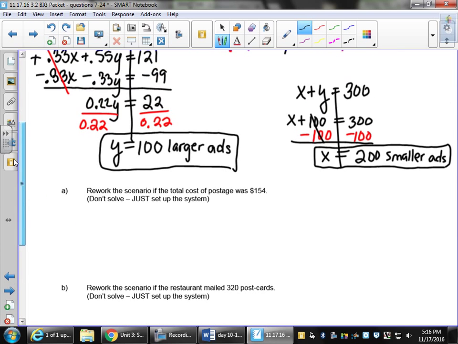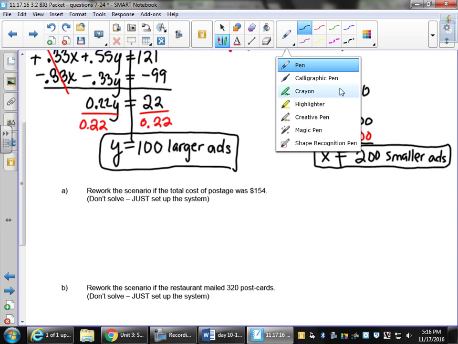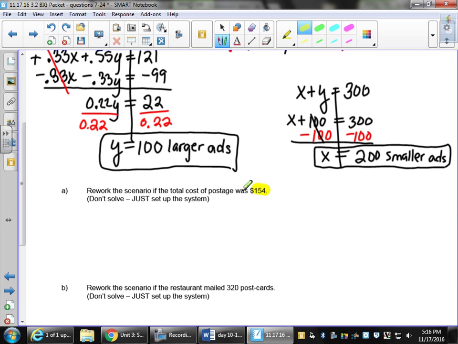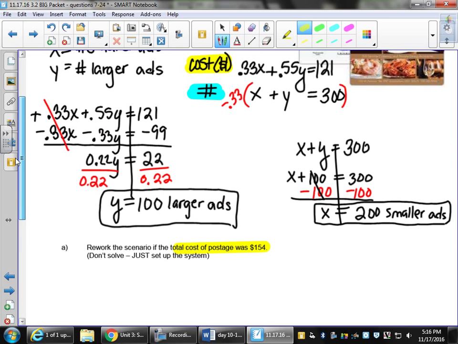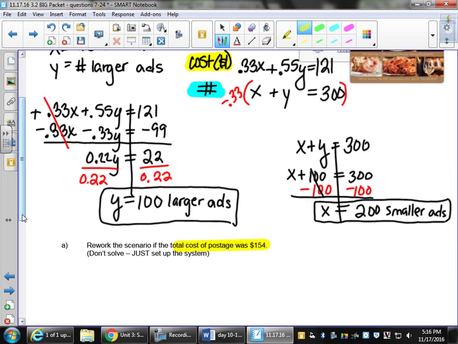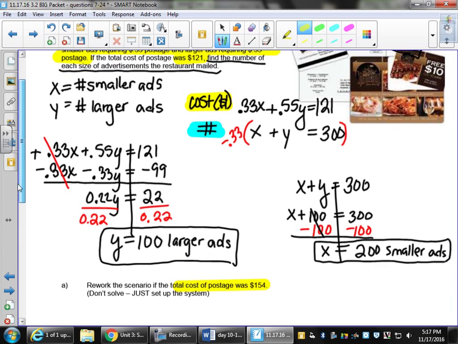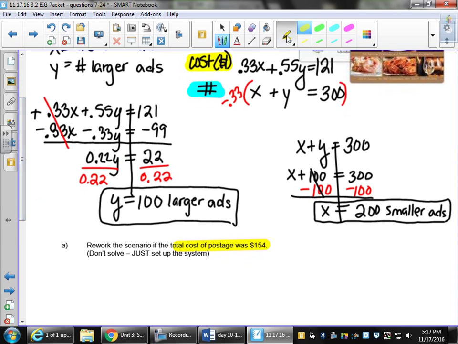A and B follow-up questions. Rework the scenario. If the total cost of postage, which was yellow for me, was $154. Don't solve, just set it up. So this question is helping the teacher see, do you understand what change this would make to the system? Nothing else is changing except total cost. So it is still 33 cents for the smaller ads, so 0.33x plus the 55 cents for the larger ads, but now total money is $154.